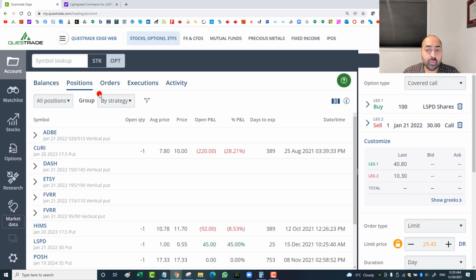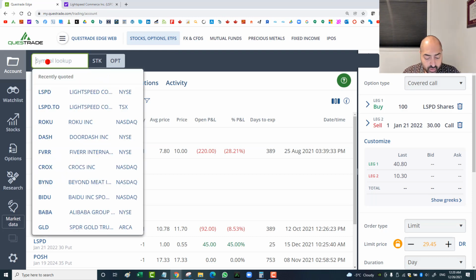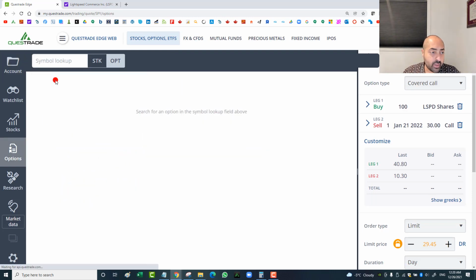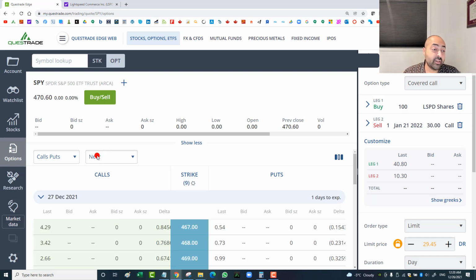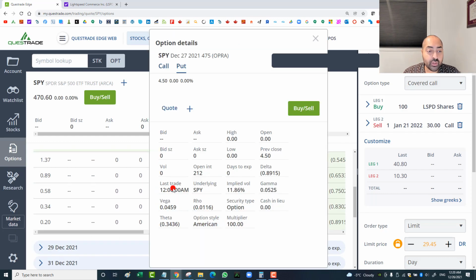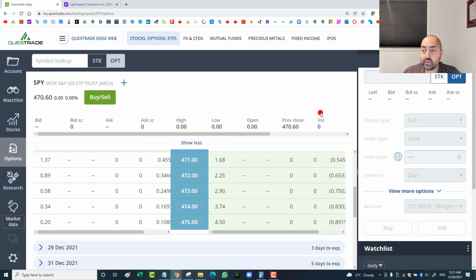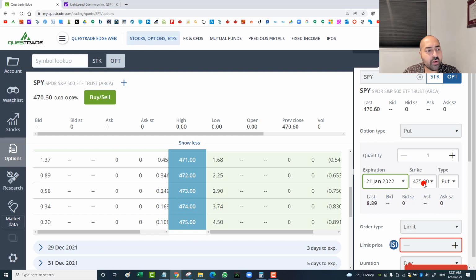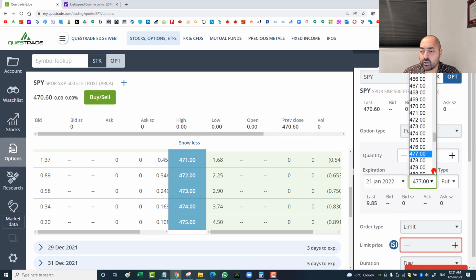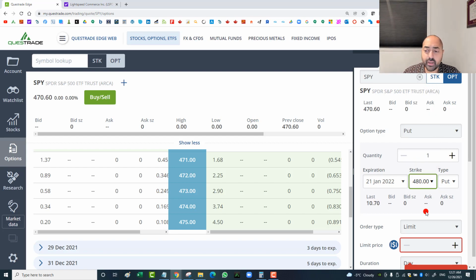Now, another example of a put that's maybe in the money. I can look at SPY here and just pretend I had a put that's in the money. Let's say I had the 490 put. Let's look at what it's trading for, and let's pick an expiry. This is just for simulation. Let's pick the January 21st expiry and take the 480 put, something not too far. So this put is in the money.